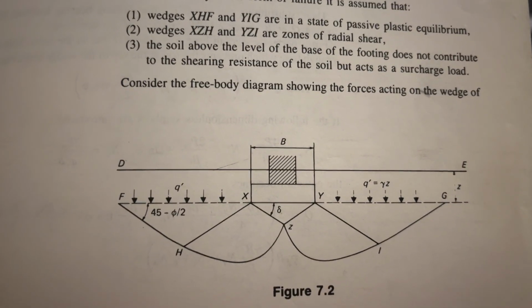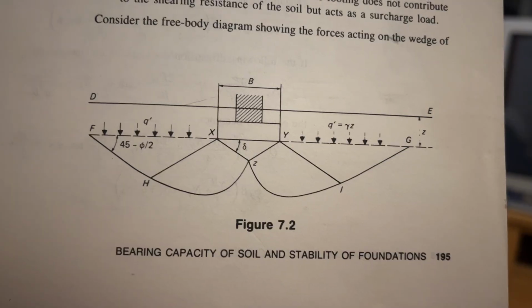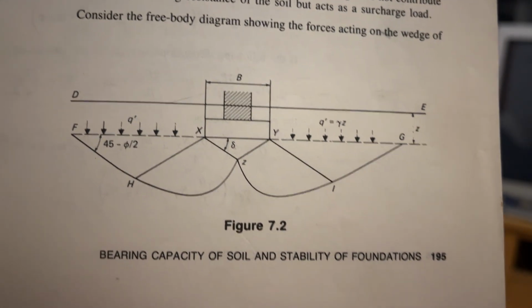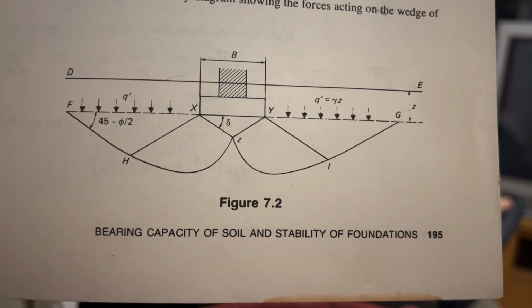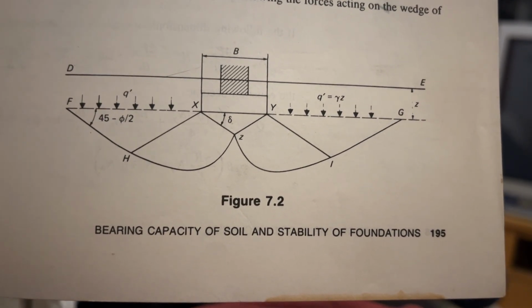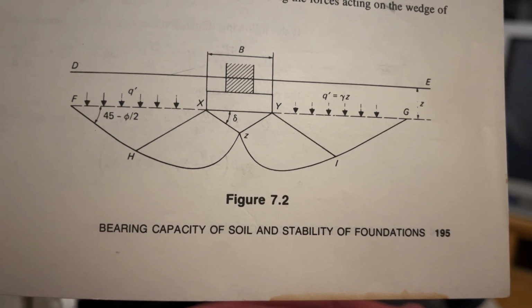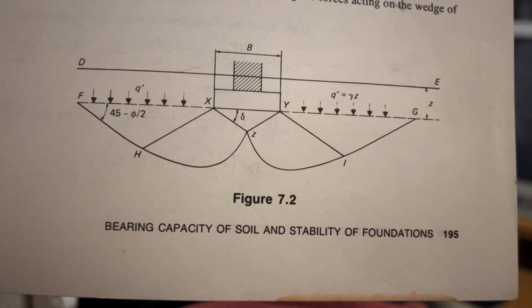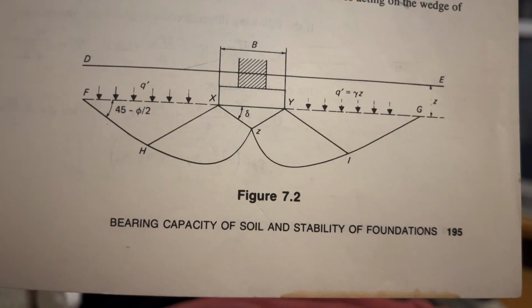Consider the free body diagram showing the forces acting on the wedge. Turn over. So it's got q' and then the ground level is labelled D, E, F, G, H, I, and then Z, X, Y, Z, delta, and that 45 minus φ over 2, which is still quite complicated, isn't it?